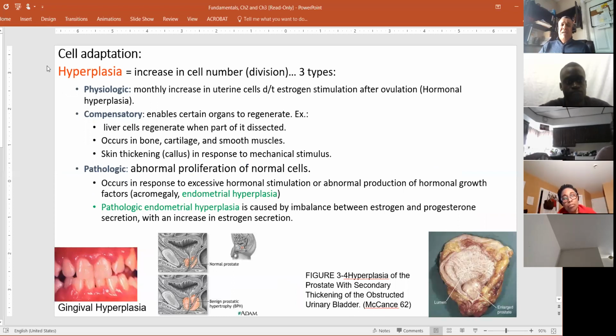Another form of hyperplasia is when the increased number of the cells is due to accelerated cell division. An example of that can also be gingival hyperplasia in response to the treatment with certain medications. Does anyone know which medication would result in gingival hyperplasia as a side effect?